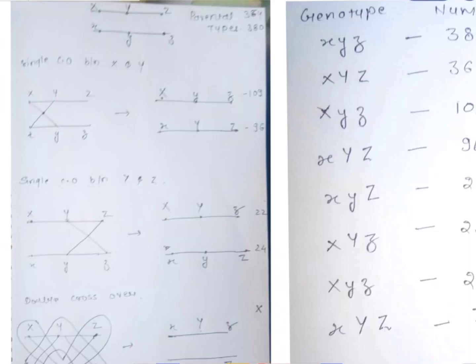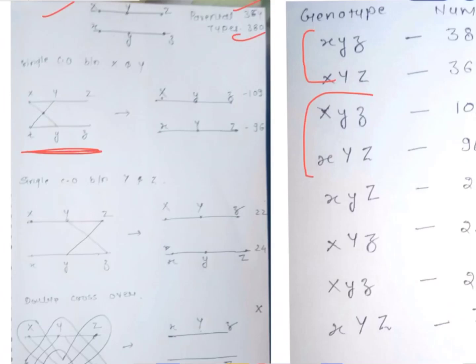Now we have to calculate the recombination frequencies or distance between the genes present in the chromosome. According to the question, these are the parental genotypes. Here we draw the parental chromosomes and their frequencies, 364 and 380. Now single crossover occurs between X and Y and between Y and Z. We don't know which two genes the single crossover is between, so we have to draw it like that.